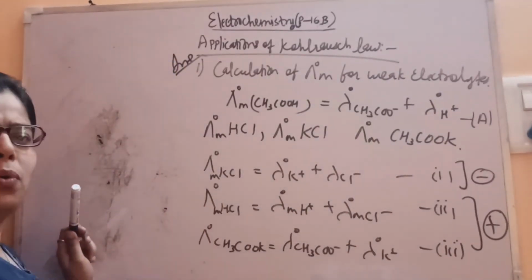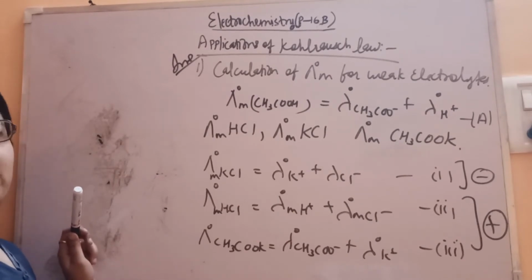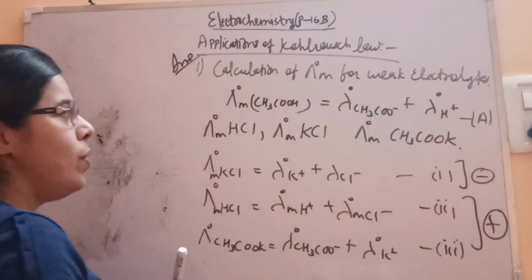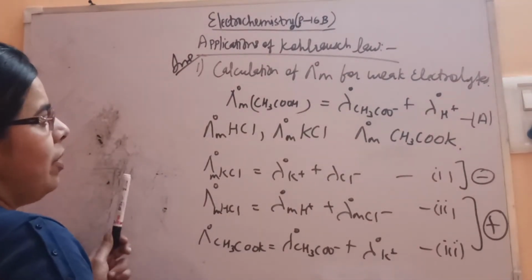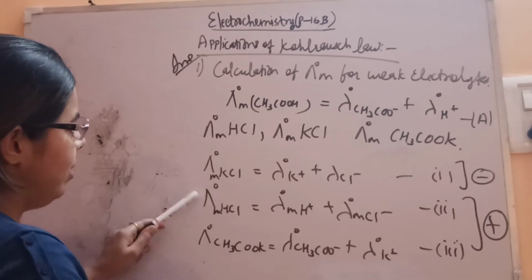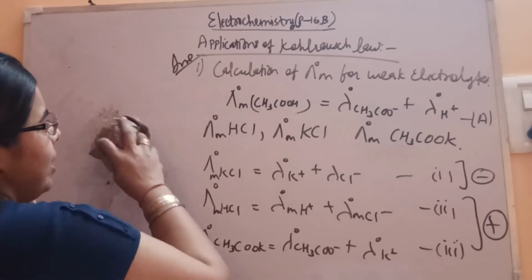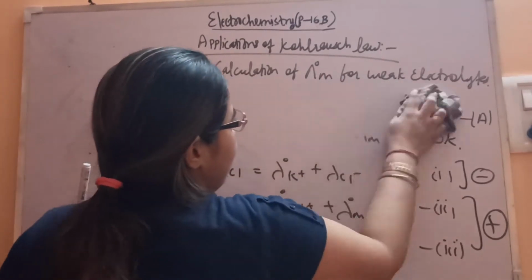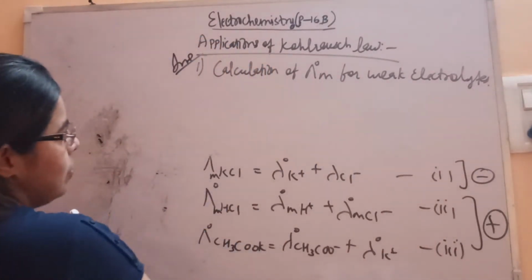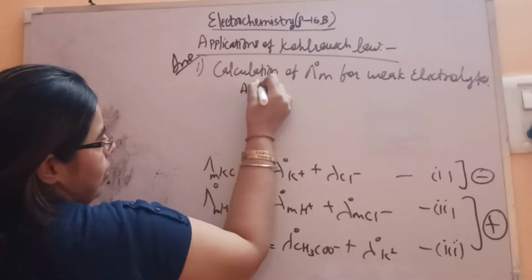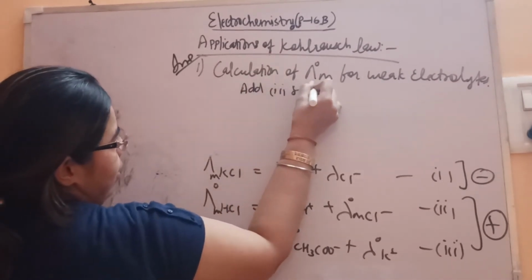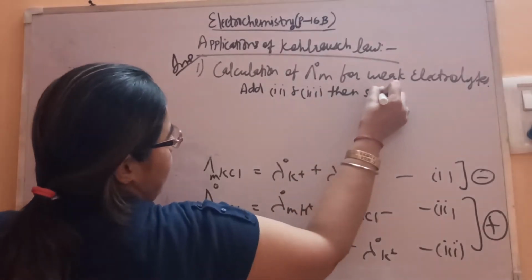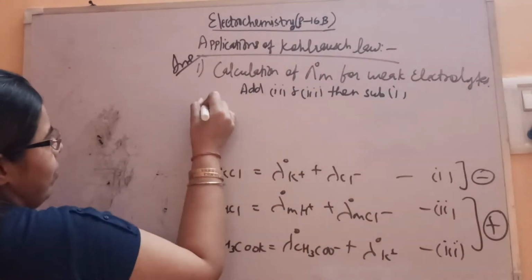You have to do this each and every time while solving numericals also. This is the way to calculate the molar conductivity for the weak electrolyte. So we'll add these two and we'll subtract this. Let's see whether we get A or not. So add the second and third, then subtract the first one.